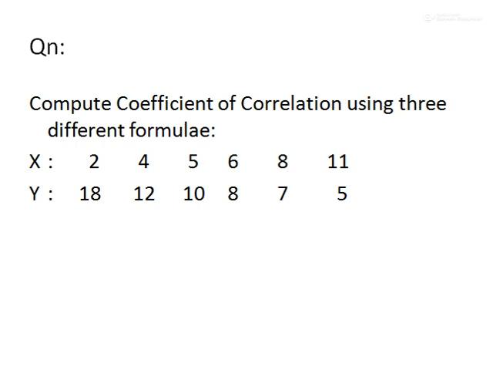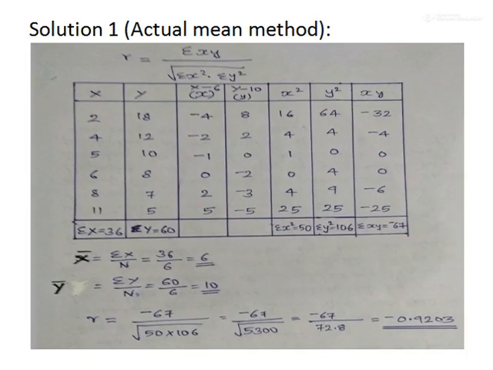Now let us solve a question on computation of the coefficient of correlation using three methods. The question is: the x variable values are 2, 4, 5, 6, 8 and 11, and the corresponding y variable values are 18, 12, 10, 8, 7 and 5. At first let us solve the problem using the actual mean method.